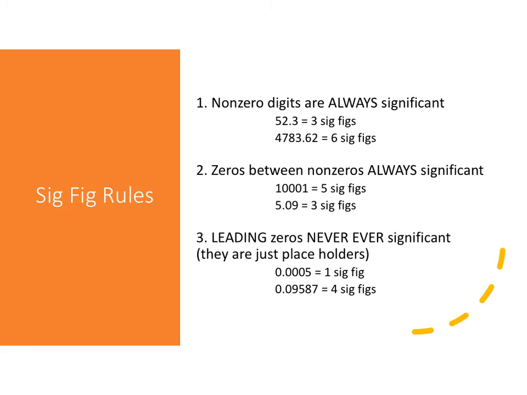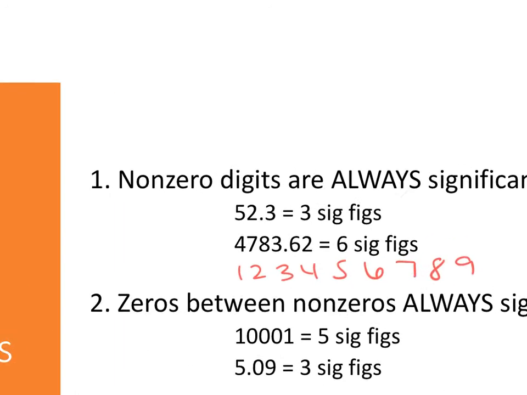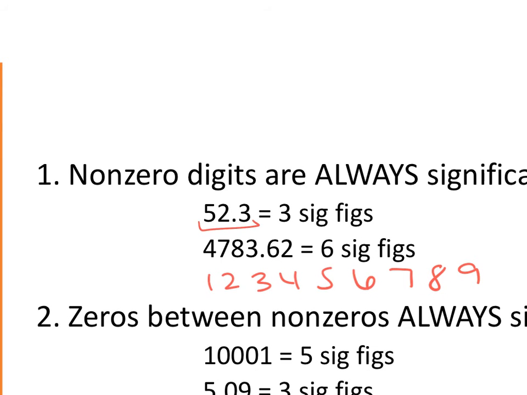Okay, so with sig figs, the non-zero digits, so that means anything 1, 2, 3, 4, 5, 6, 7, 8, 9, are always going to be significant. So if you look here, 52.3 has 3 significant figures. 4,783.62 has 1, 2, 3, 4, 5, 6 sig figs.